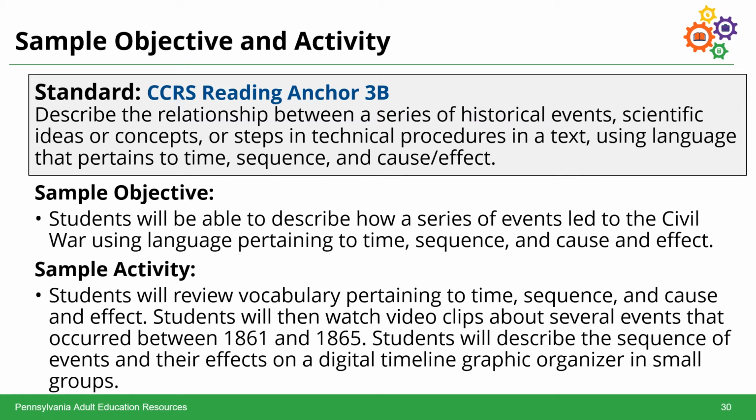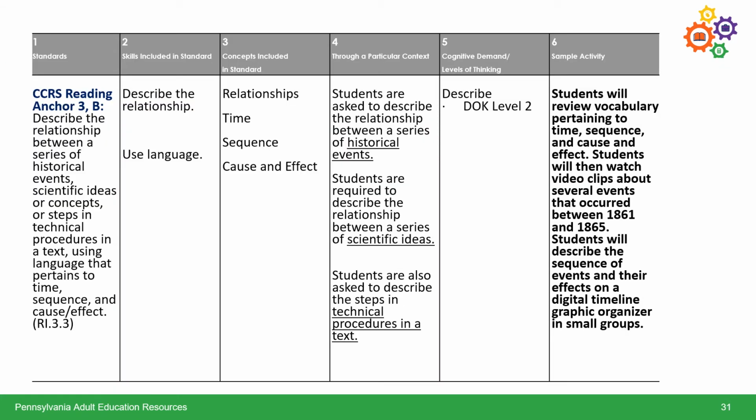The activity reflects the verbs or skills within the standard, as students are asked to describe the sequence of events as they led to the Civil War using a graphic organizer. The concepts and content within the standard are also included in the activity, as students are asked to sequence and use cause and effect. You may have also noticed that we are targeting Level 2 in the DOK chart. The unpacking process allows instructors to maintain the focus on teaching the right content and skills. Now your unpacking chart is complete. Next, we'll unpack a mathematics standard together.